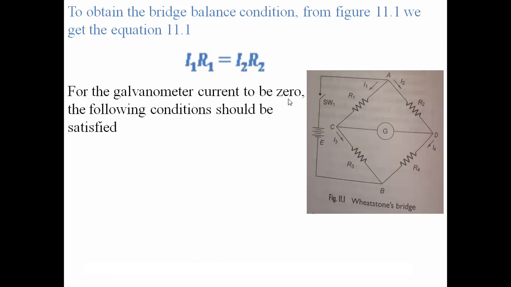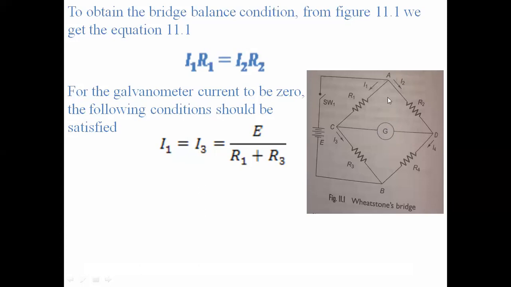For the galvanometer current to be zero, that is the balanced condition, the following conditions should be satisfied. I1 is equal to I3, and I3 is equal to E by R1 plus R3. So here the current flowing through I1 is the same as I3 when the meter reads the zero value. The galvanometer shows the zero value.